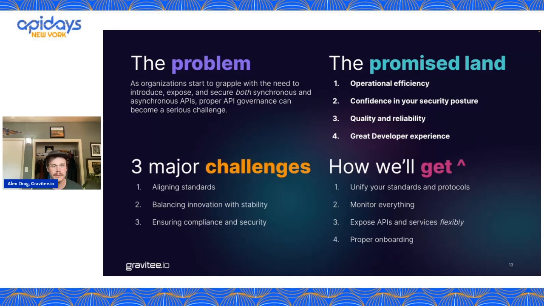What's the problem, right, that we've discussed? As organizations start to grapple with this need to introduce and or expose, secure, et cetera, both your synchronous APIs and asynchronous APIs, governance becomes a serious challenge, right? We get that governance gap between the synchronous and asynchronous corners of the universe. Now, there is this promised land, right? If you can get there, what does it look like? It looks like operational efficiency. It looks like confidence in your security posture. Quality and reliability, excellent, right?